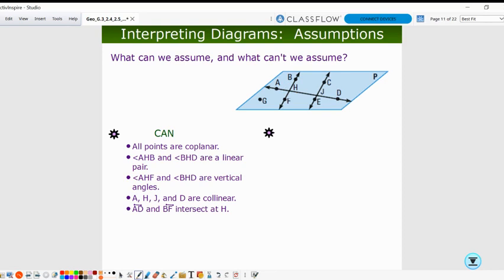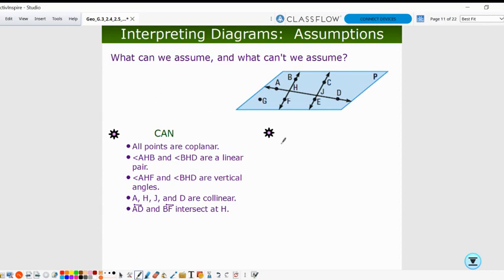We can say that A, H, J, and D are collinear. A, H, J, and D are definitely on that line. We can say that A, D, and B, F intersect at H. So A to D and B to F intersect at point H. We could also say that A to D and C, E intersect at point J.